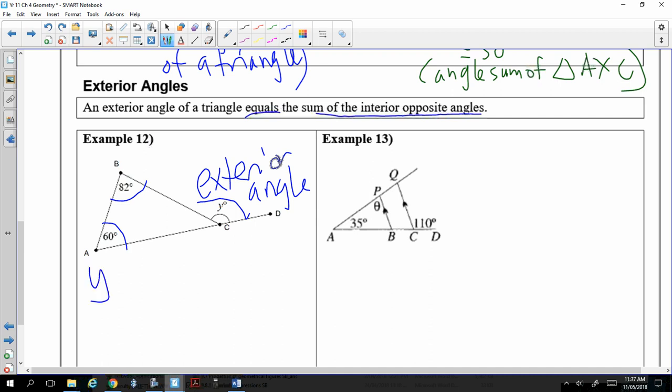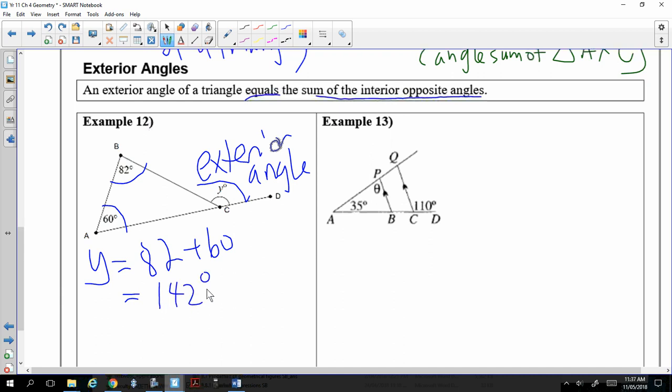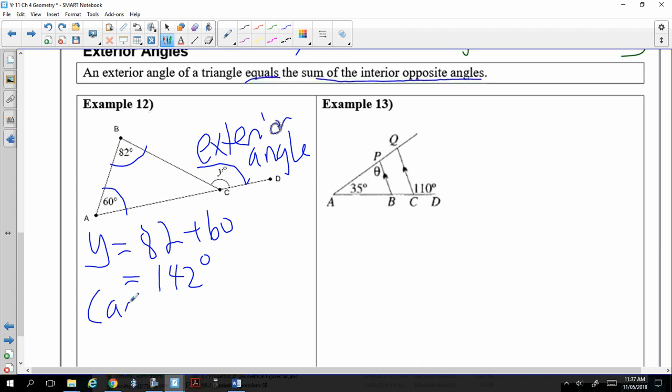which is 142 degrees. And you give a reason, not angle sum, you say exterior angle of triangle ABC.